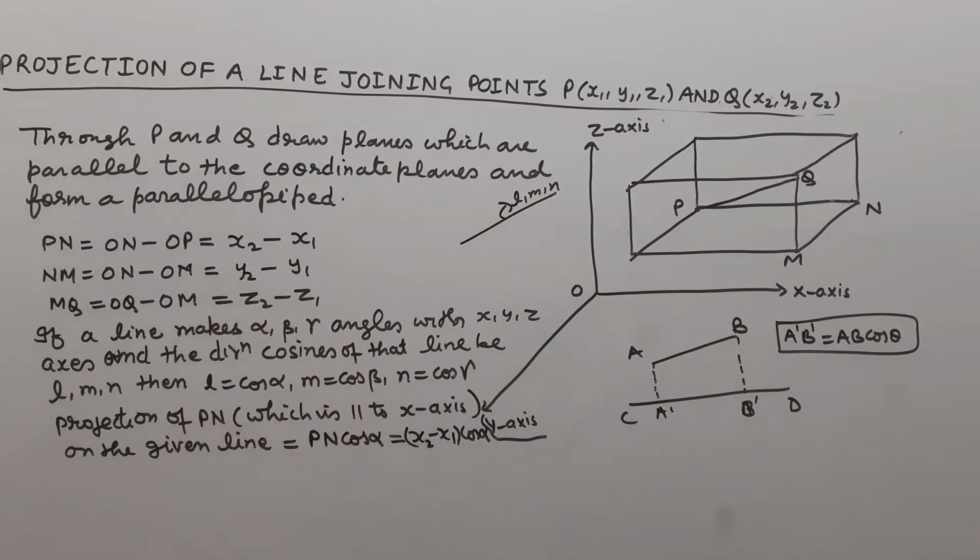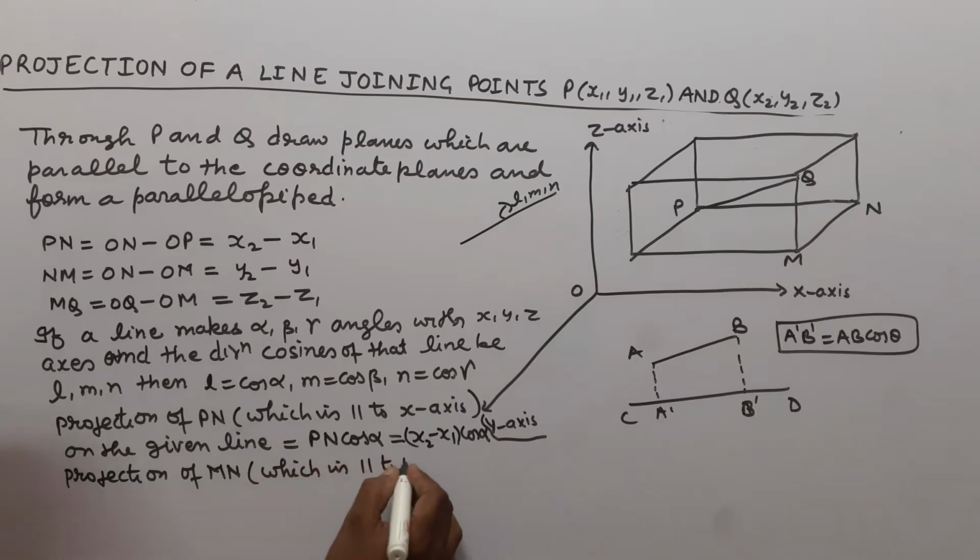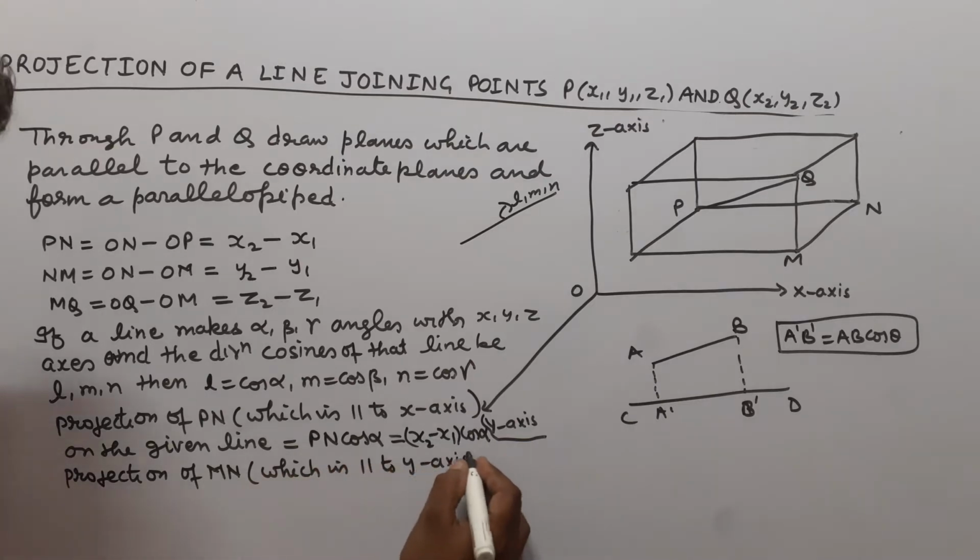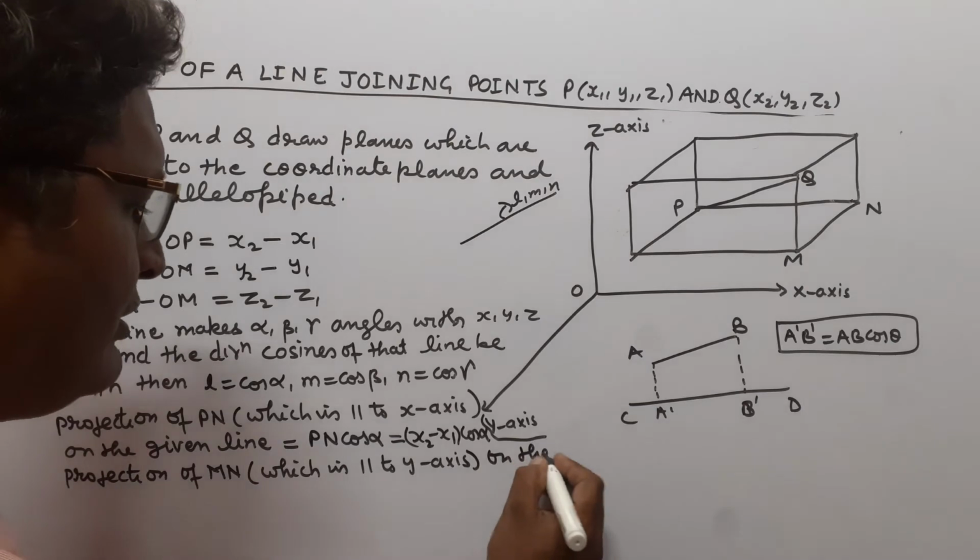Similarly, we find the projection of NM. So the projection of MN, where MN is parallel to the y-axis, on the given line.